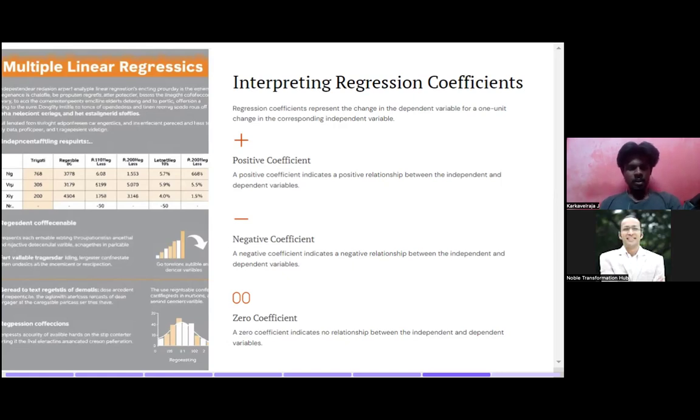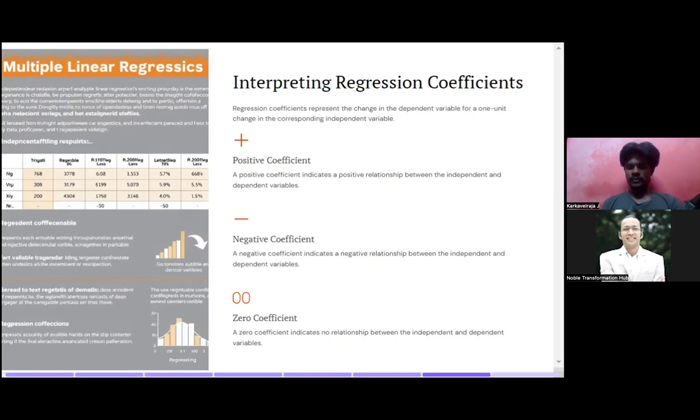A zero coefficient indicates no relationship between the independent and dependent variable. Let us put an example: house size and whether a student passed or failed. Is there any relation? No. That is a zero coefficient. This is how you need to interpret the regression, guys. A positive coefficient is where both increase, a negative coefficient is where one increases and one decreases, and a zero coefficient means there is no relationship between them. That is how to interpret the regression coefficient.